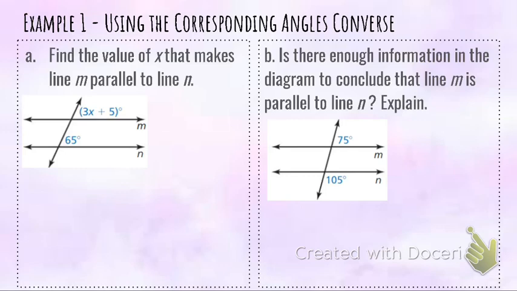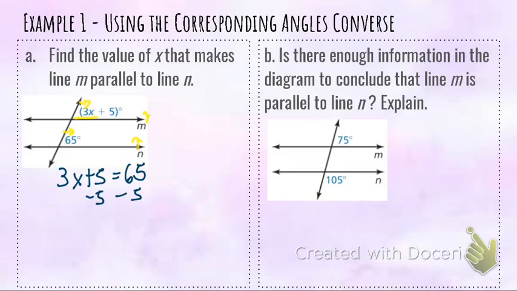So this one says, using the corresponding angles converse, find the value of x that makes m parallel to n. By the corresponding angles converse, if we have congruent angles in corresponding positions, then the lines are going to be parallel. Corresponding positions: this angle is above its line, to the right of the transversal, and this one is also above its line, right of the transversal. So these two are in corresponding position. That means if we set 3x plus 5 equal to 65, making them congruent, that's how our lines are going to be parallel. So we have to figure out what value of x lets that happen.